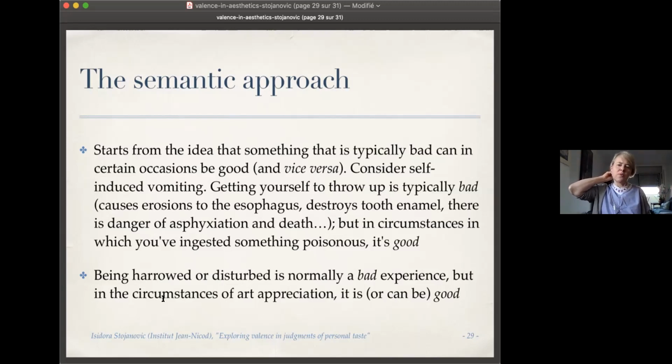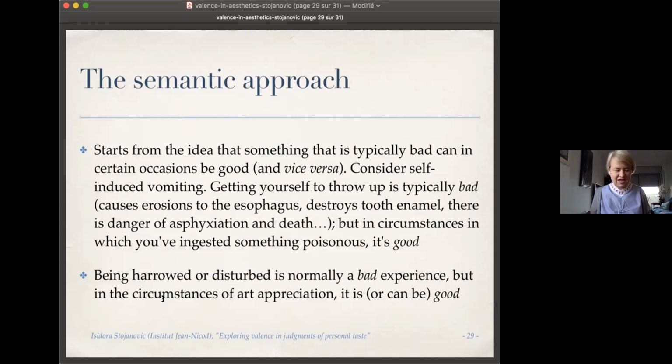It's a practice which is known to be very bad. So in general, it's very bad to do that. It's very bad to get yourself to throw up because there are lots of things that can go wrong. It's dangerous because if the content enters your respiratory tract, you can asphyxiate, you can die. It makes erosions to the esophagus. It destroys tooth enamel and so on. So you can say that self-induced vomiting is a bad thing.